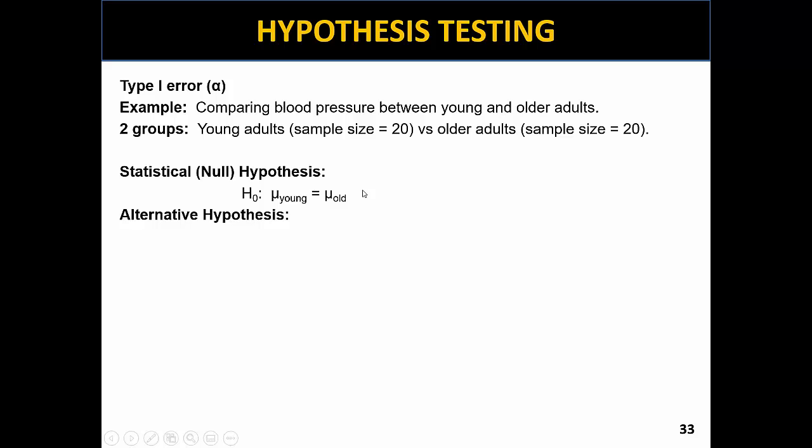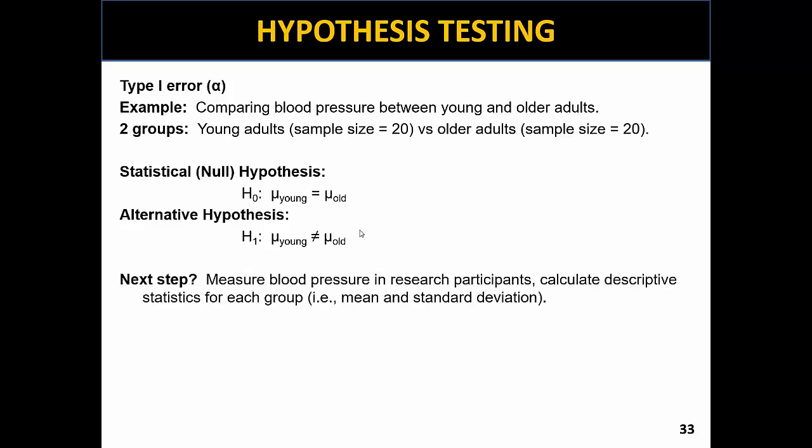We then follow that up with the alternative hypothesis. In this case, the alternative hypothesis is non-directional because we simply state that they're not equal. We're not stating that young is greater. We're not stating that it's lower. We're just stating that they're different. So these are the two automatic types of statements that begin the process of hypothesis testing in every study.